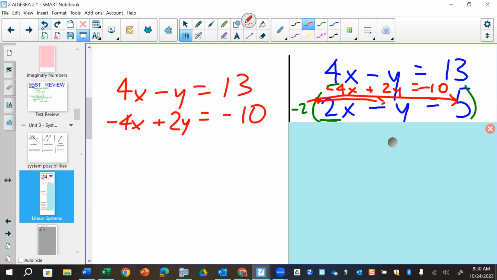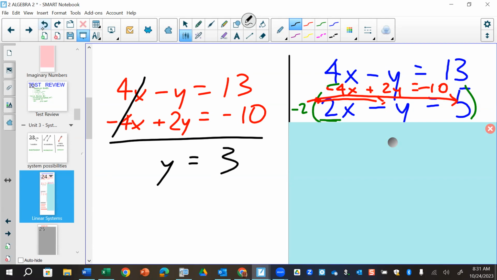Now, why is it called the addition method or multiplication method? I think you just saw we multiply, and now we're going to add. What do you get when you add straight down? What happens to the x's? Please use proper math terms. And what's left? What's negative y plus 2y? Y. And then what's 13 plus a negative 10?